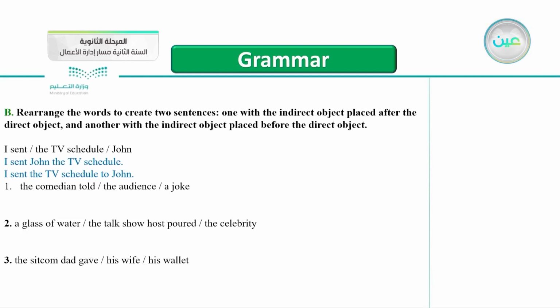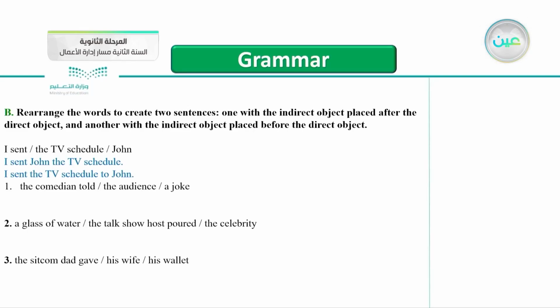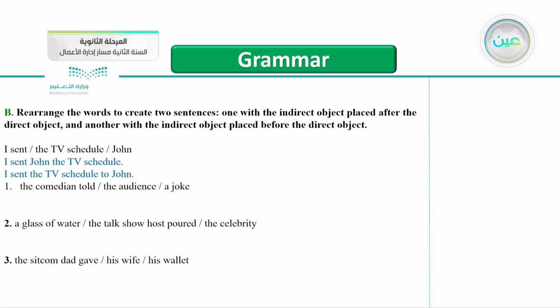So the first one here, I sent John. The indirect object John came first here. Then the TV schedule, the direct object. The second one, I sent the TV schedule. The TV schedule is the direct object to John. John here is also the indirect object. So in each sentence, we'll have to do this. The first one, the comedian told the audience a joke. So do as we did in the first one. Yes, the comedian told the audience a joke. The comedian told the joke to the audience. So the audience here is the indirect object.